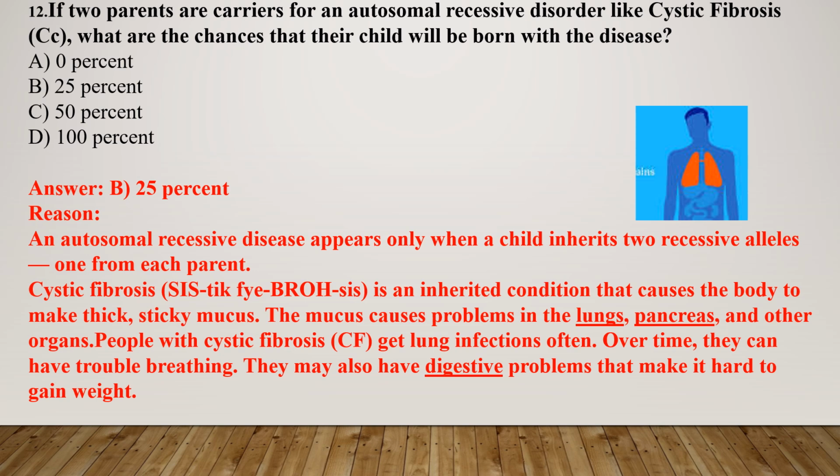Cystic fibrosis is an inherited condition that causes the body to make thick, sticky mucus. This is seen in the lungs. The mucus causes problems in the lungs, pancreas, and other organs. People with cystic fibrosis, CF, get lung infections often. Over time, they can have trouble breathing. They may also have digestive problems that make it hard to gain weight.